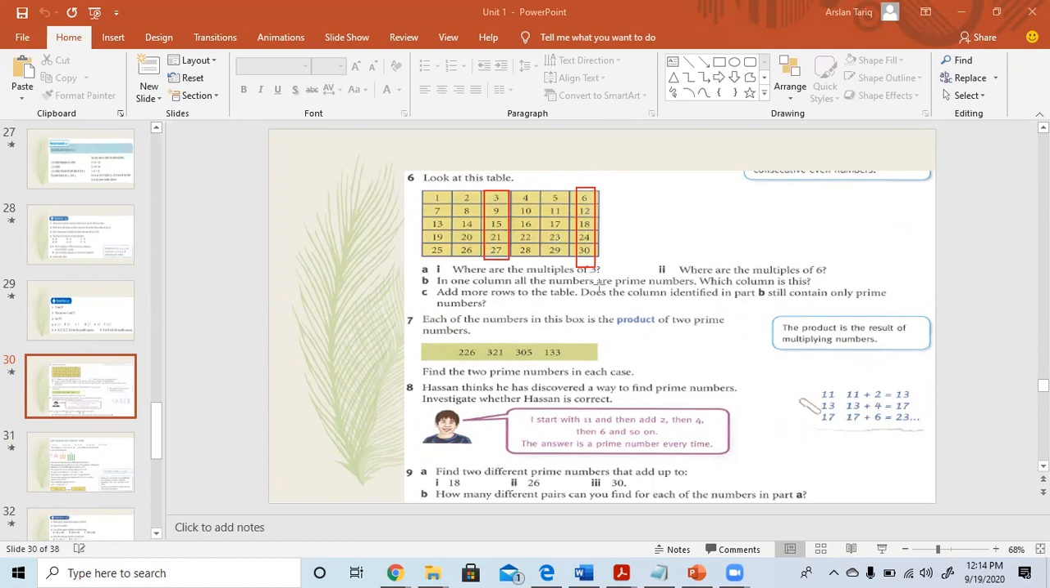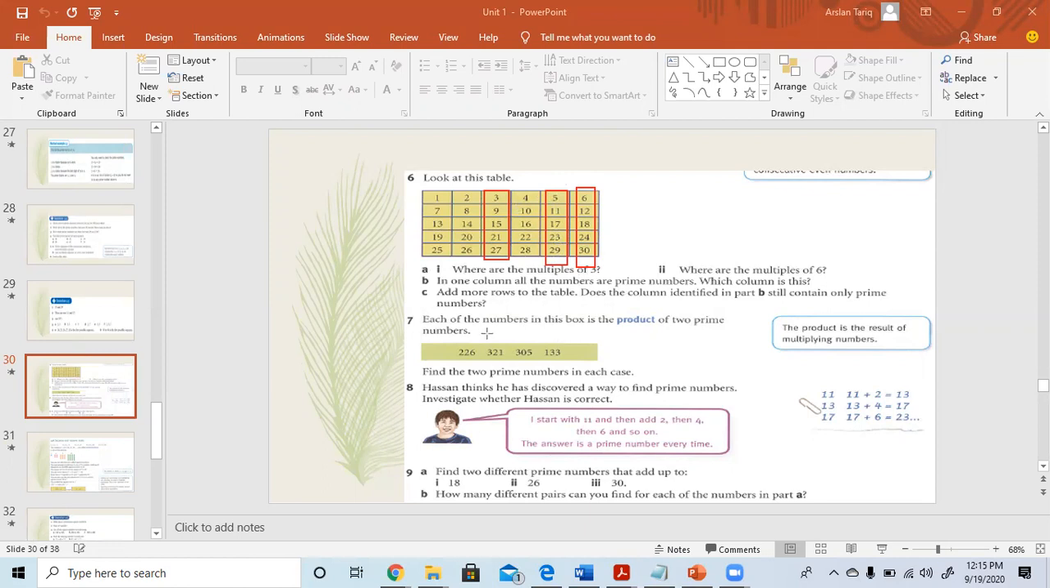In the B part, there is one column that is total prime numbers, so this one, and the second one is called a column. In the C part, he says if you add more numbers, let's suppose 31, 32, 33, 34, 35, 36, is this line prime numbers? No, because 35 is not a prime number. So you just write no here.